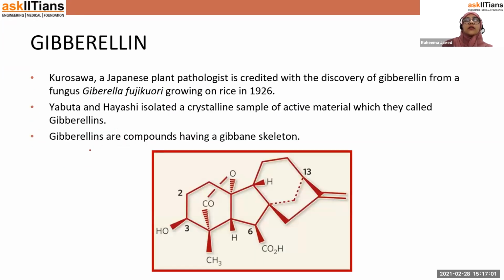Next is gibberellin. Gibberellin was actually discovered by Kurosawa. He was a Japanese plant pathologist. He was working in the rice fields, and while working there, he saw that some of the rice seedlings grew taller than the others, and he saw that they got infected with a fungus, Gibberella fujikuroi. This disease was known as Bakanae disease.